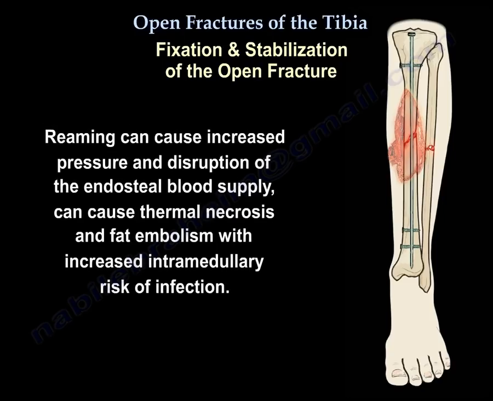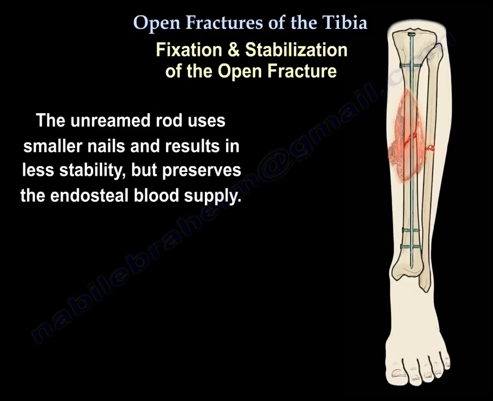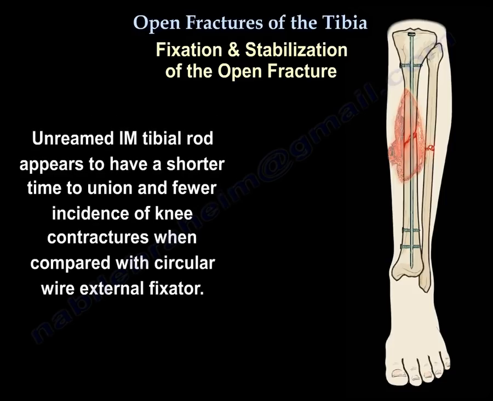Reaming can cause increased pressure and disruption of the endosteal blood supply. It can cause thermal necrosis and fat embolism, with increased intramedullary risk of infection. The unreamed rod uses smaller nails and results in less stability but preserves the endosteal blood supply. Unreamed IM tibial rod appears to have a shorter time to union and fewer incidents of knee contractures when compared with circular wire external fixator.